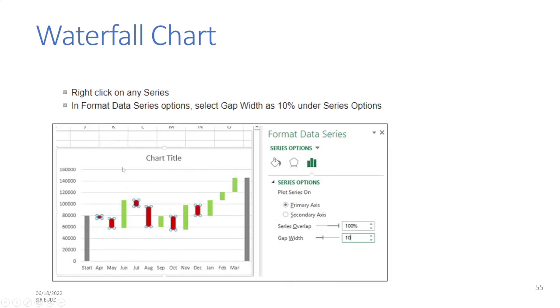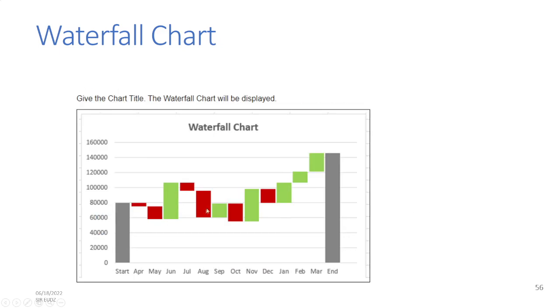Right click on any series. In the Format Data Series option, select gap width as 10%. So the gap width is under series options. That will minimize the gap between the series.